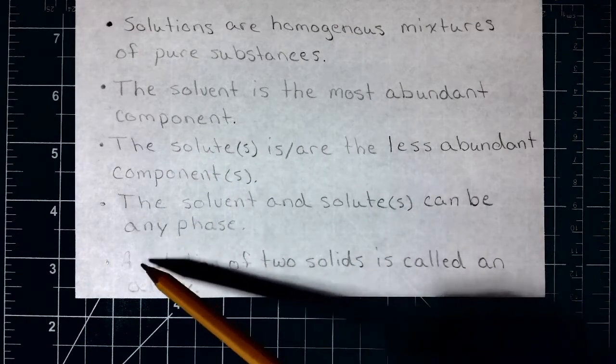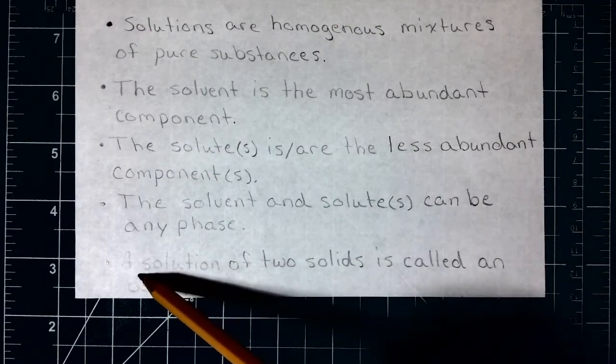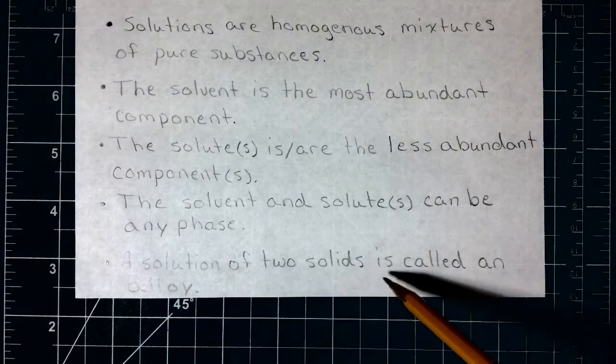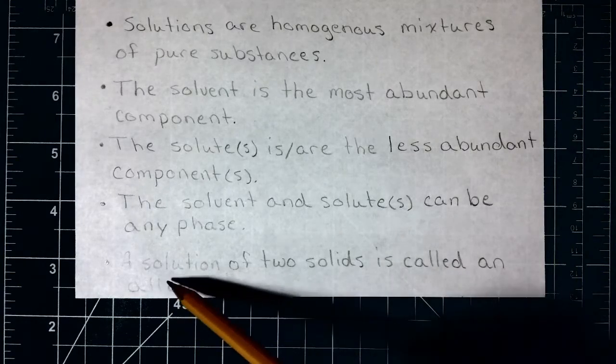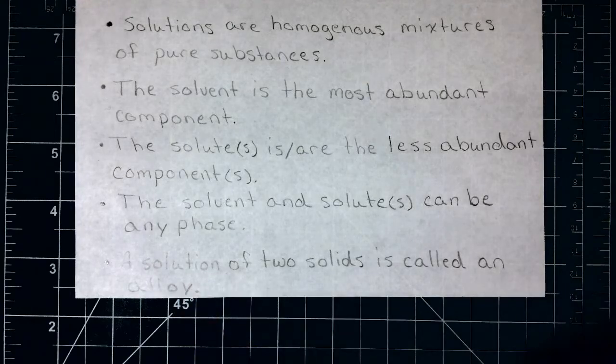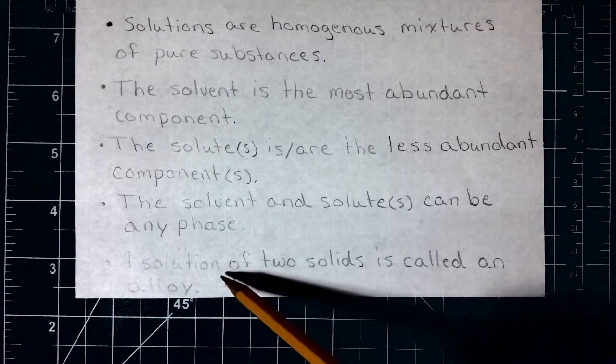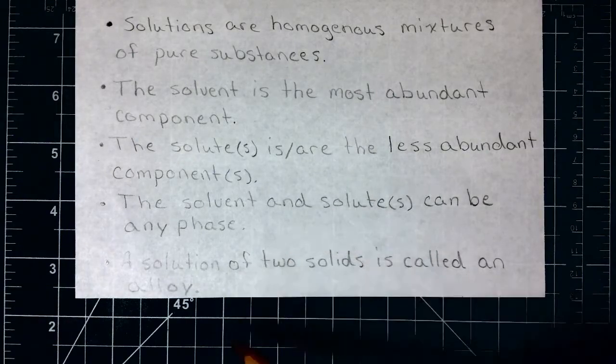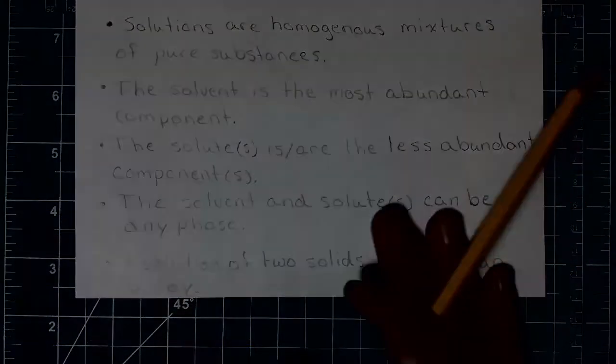And then the last thing, and this is important for your guys' homework, a solution of two solids is called an alloy. And that is most commonly seen in metals. We talk about alloys of two different metals being combined together.